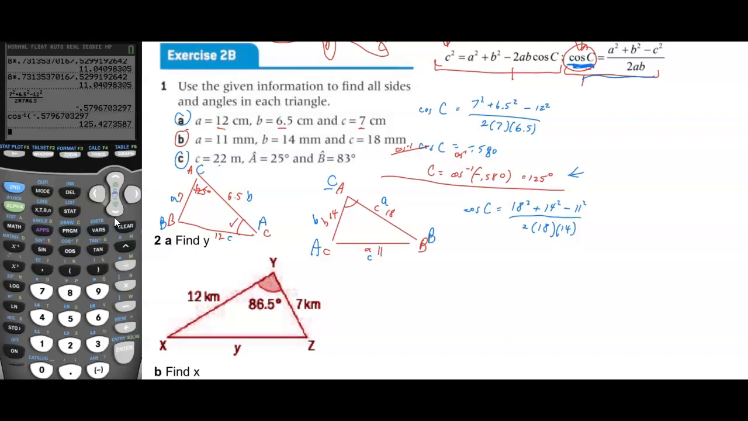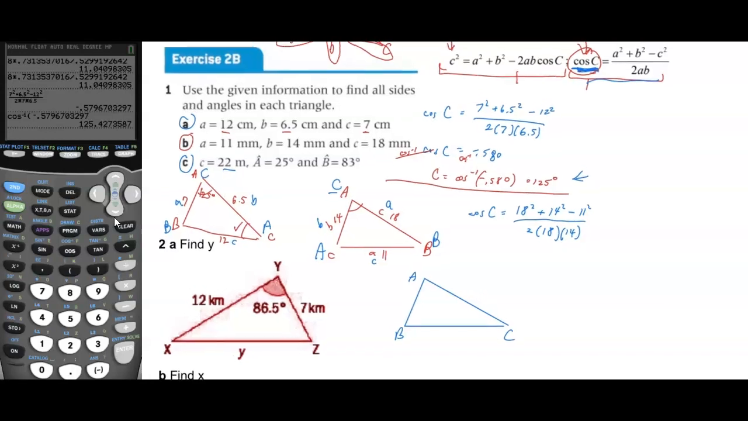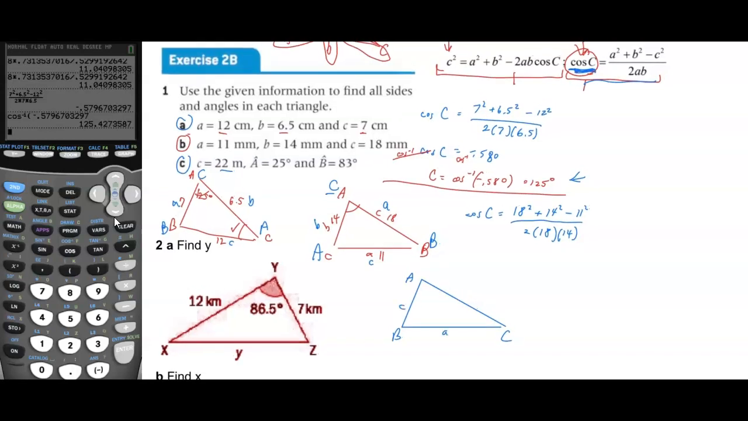Let's do the last one here, which is we know a side and two angles. Okay, so let's see. We're just going to use the exact same rule that we used before, so don't worry. I'm going to label A, B, C in blue. And then little a, little c, and little b. And so angle A, we know it's 25 degrees. Angle B, we know it's 83 degrees. And side C is 22.